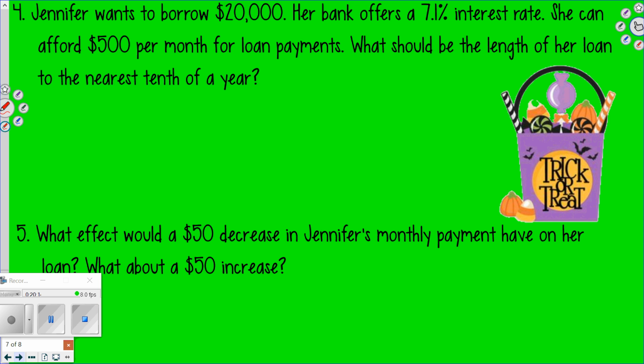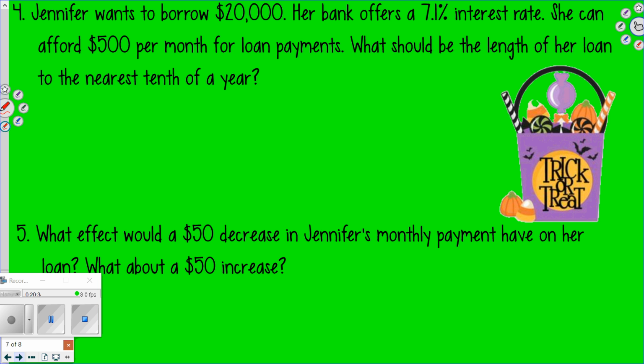Number 4, Jennifer wants to borrow $20,000. Her bank offers a 7.1% interest rate. She can afford $500 per month for loan payments. What should the length of her loan be to the nearest tenth of a year? So this one I actually specified to the nearest tenth of a year.